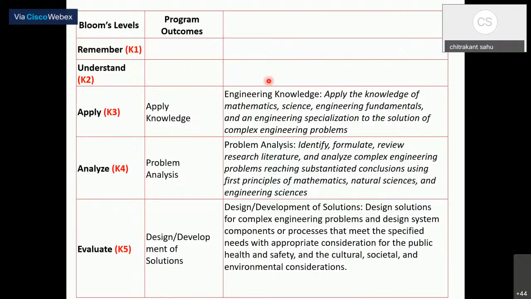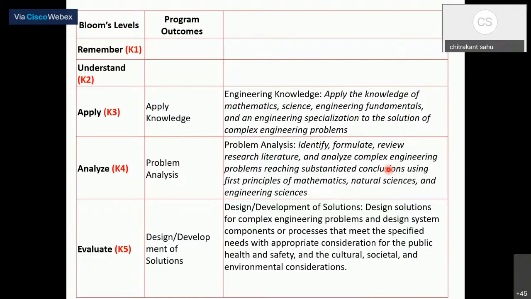So ultimately our course outcomes should map with the program outcomes. Otherwise there is no meaning, right? So that is why if you write apply knowledge, then it can be easily correlated with the program outcomes. And then if you say that the Bloom's level is analyze, then it can be written as PO2, problem analysis. Identify, formulate, review, and research literature, analyze the engineering problems. So this comes into the category of PO2.